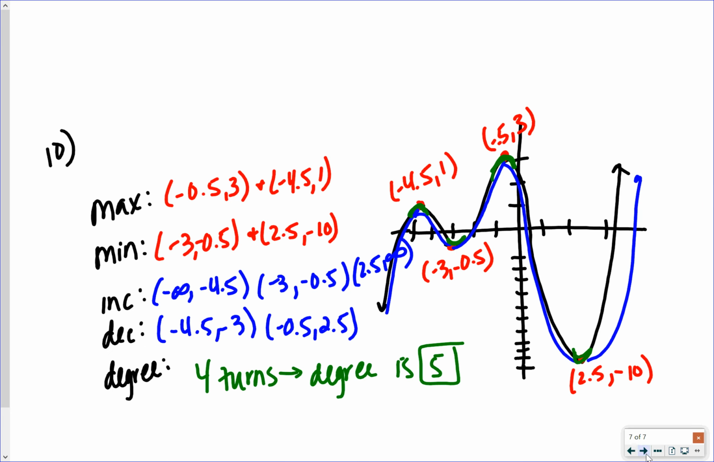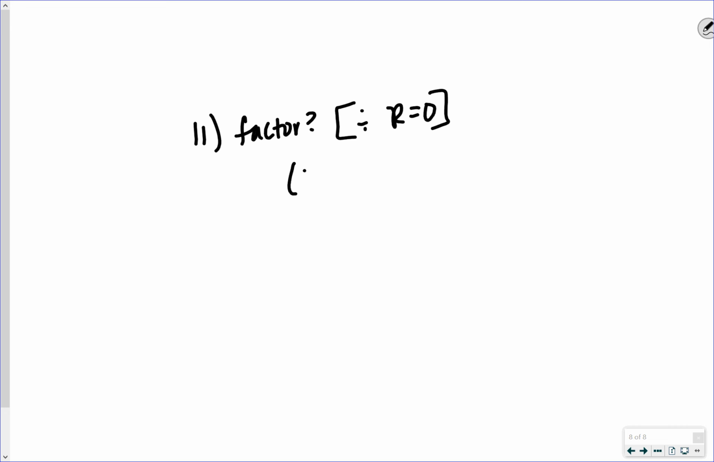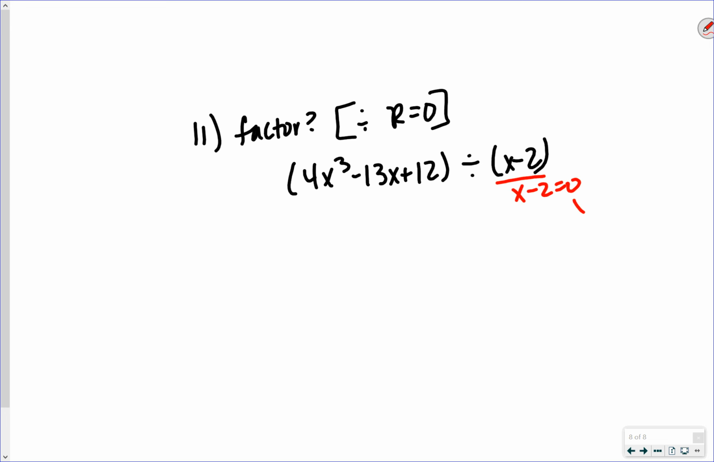11 and 12 ask if it is a factor. If something is a factor, that means it has a remainder of 0. So, 11, factor, question mark. That means you divide and look for a remainder of 0. So I have 4x cubed minus 13x plus 12 being divided by x minus 2. Going in the box is whatever makes this 0. It is a 2.